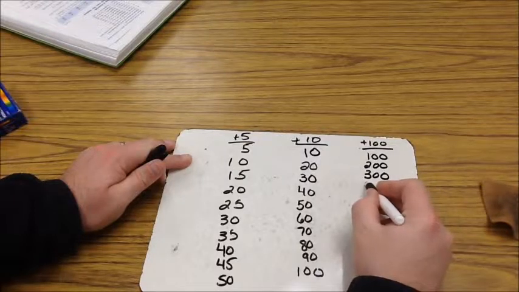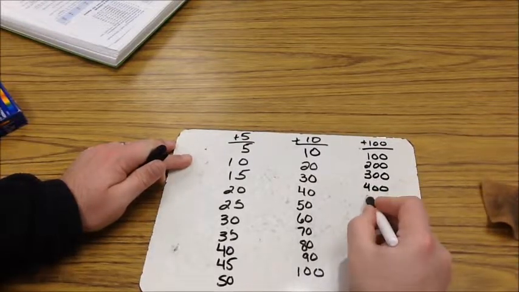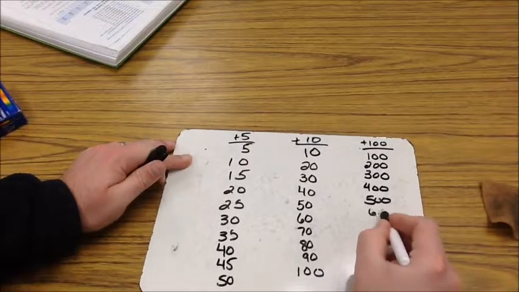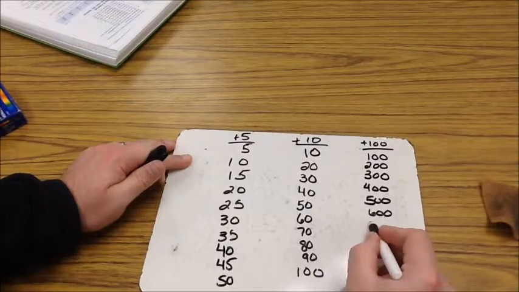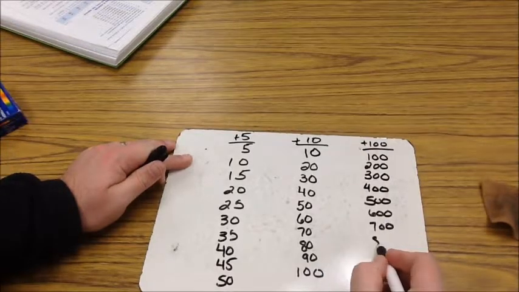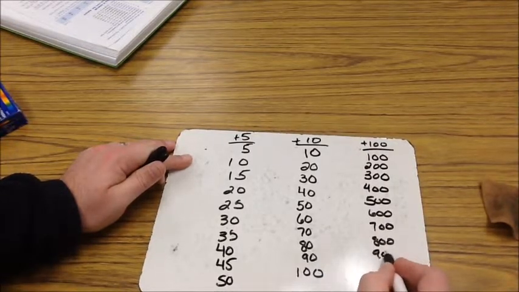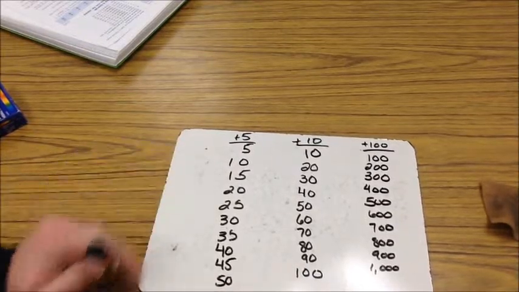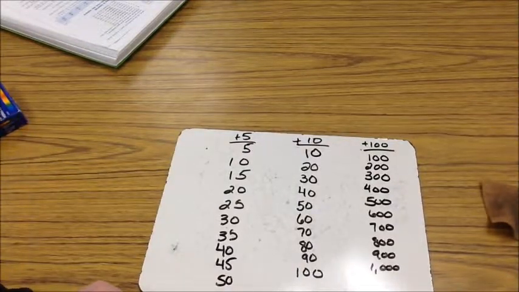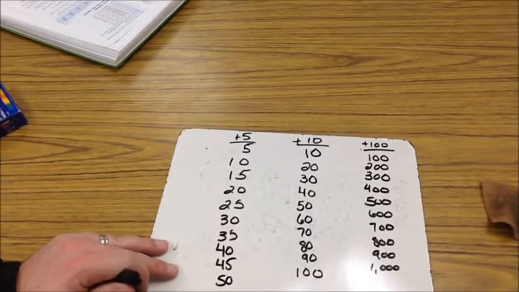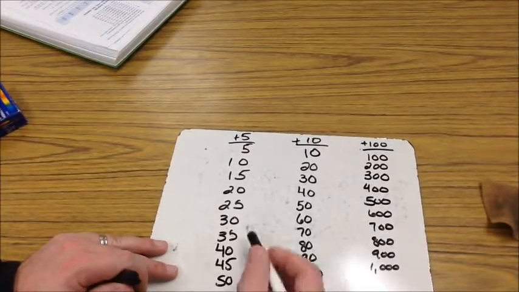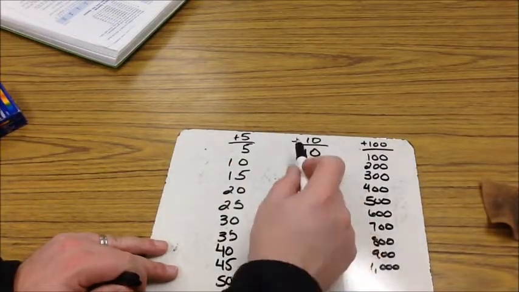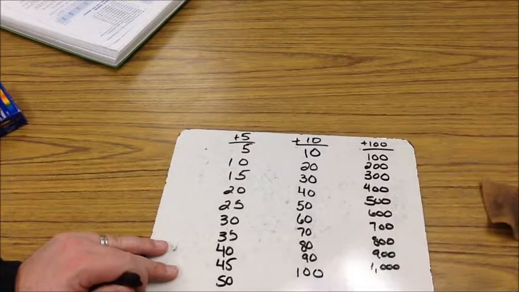The next 100 would be 400. The next 100 would be 500. The next 100 would be 600. The next 100 would be 700. 800, 900, finally to 1,000. That's how I'm going to move forward with skip counting: fives, tens, and 100s. And it's all about the place value that the number falls in. This is the ones digit, this is the tens digit, this is the hundreds digit.